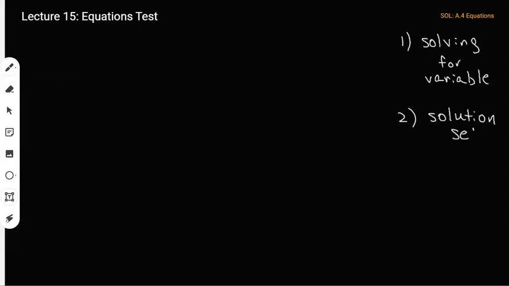Now for each question, what we're going to be doing is solving for the variable. That's the first thing you'll do. And then the second thing is you're going to take your answer and put it inside of a solution set. And then the last thing we're going to do is check the solution.